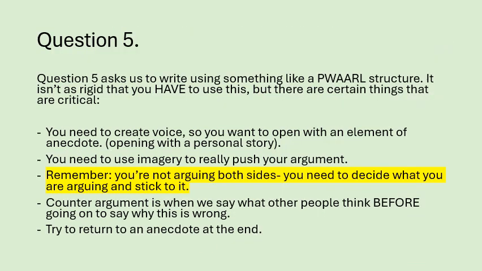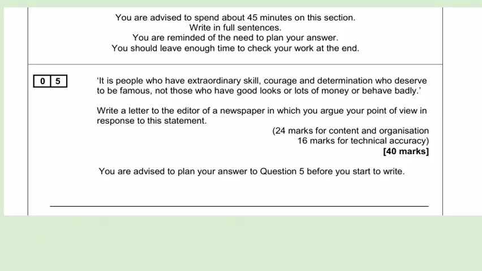So that's question 4, and this is question 5. So we know question 5 is a bit like a poil structure, okay? Remember, you need to create a voice. So you want to open perhaps with an element of anecdote, okay? Opening with a personal story. You definitely want to be using imagery to really push your argument forward. Remember, you're not arguing both sides. You need to decide what it is that you think in relation to the statement and go with that. But within that, some of you will be thinking about counter arguments, considering what other people think before going on to say why it's wrong. And we try and return to that anecdote at the end in a cyclical structure.